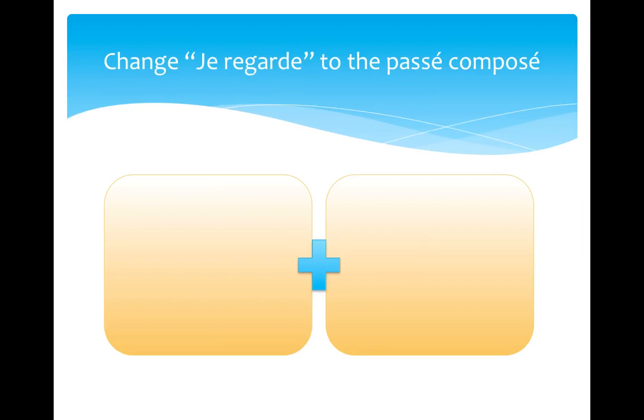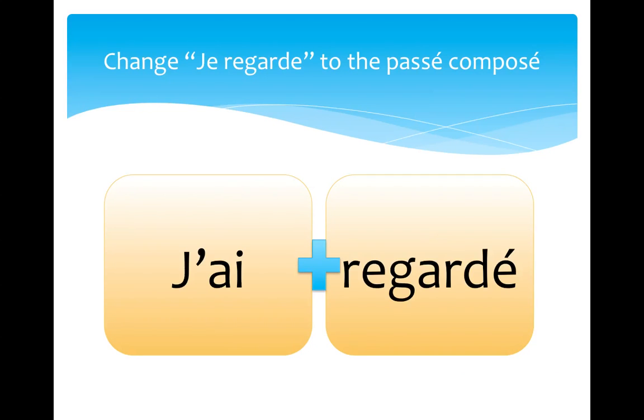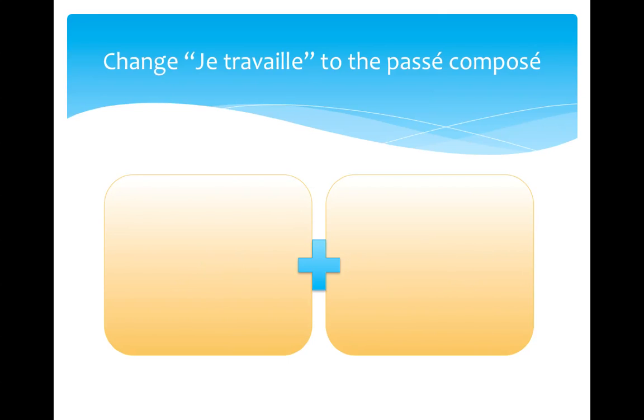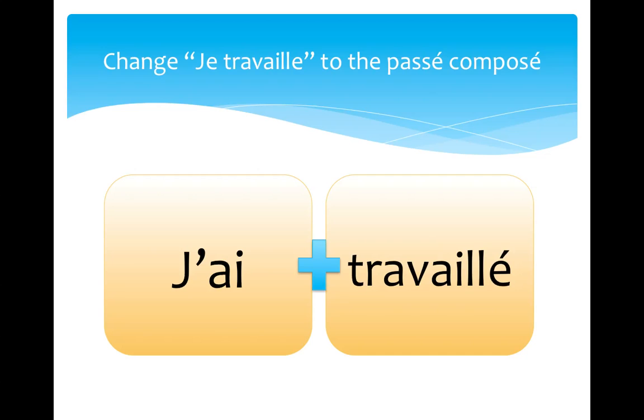Now you try some. Change je regarde to the passé composé. Press pause if you need to. Do it on a piece of paper. J'ai regardé. Change je travaille to the passé composé. Do it on a piece of paper. Push pause if you need to. J'ai travaillé.